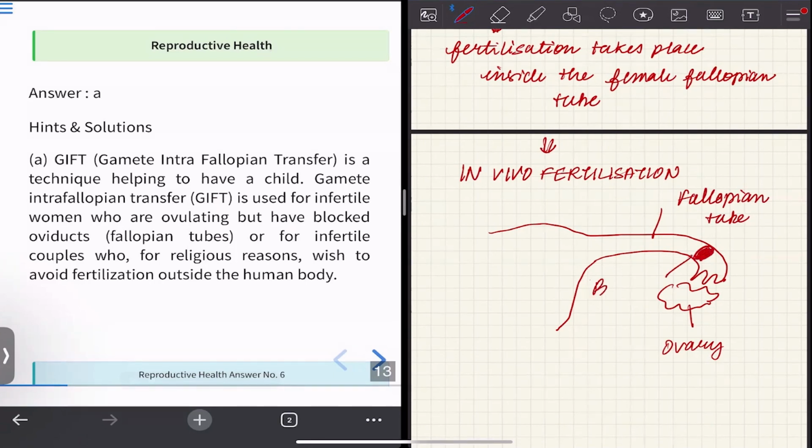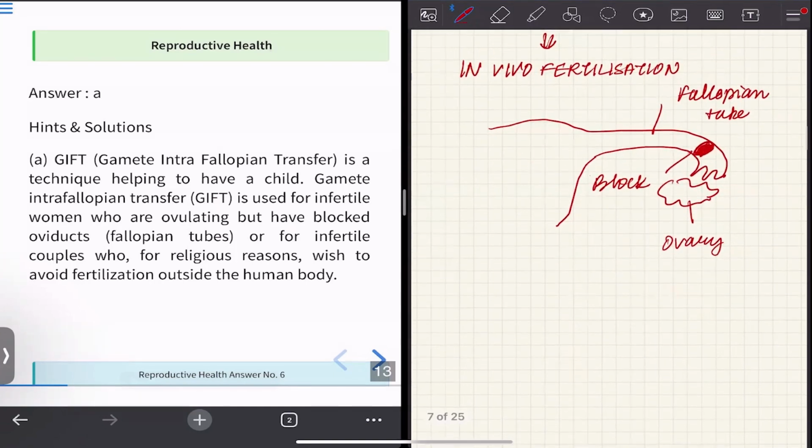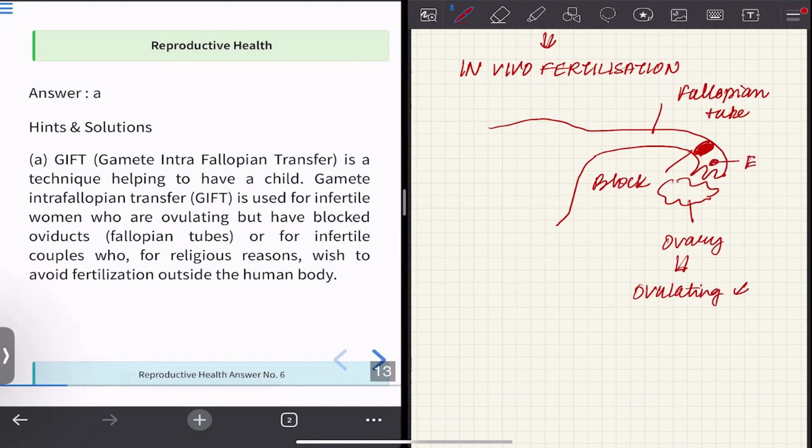There is a block. The woman is ovulating properly, she is releasing an ovum, but due to this blockage, the egg is released here. What is this? It is the egg or ovum. It has to reach here, but it is not able to reach here. So in this case, we'll take out the ovum and we'll artificially insert it into the fallopian tube.